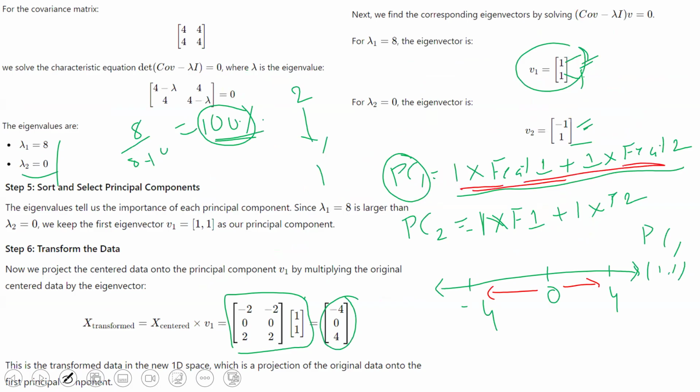So we're combining the features, right? This is the new coordinate system in the PC1. Let's see if you're getting these points or not. This is the transformed points. These are the original points. This is a linear equation I got. If I apply this, let's see if I'm getting it or not. 1 into feature 1 value, which is minus 2, plus 1 into feature 2 value, which is minus 2. So minus 2 will become minus 4. 0 into 1, 0 into 1, 0. 2 into 1 plus 2 into 1 will become 4.